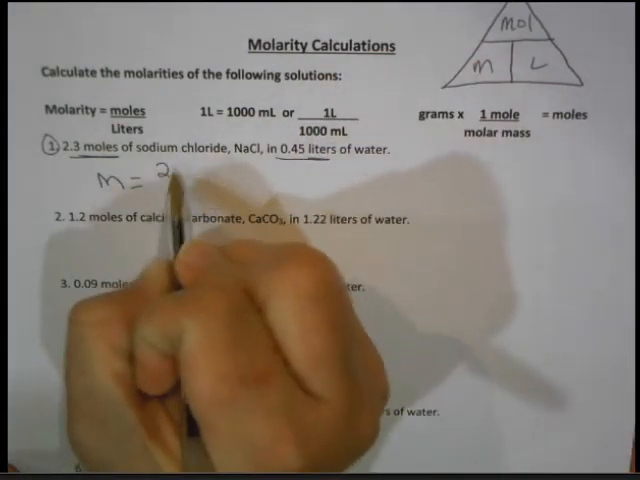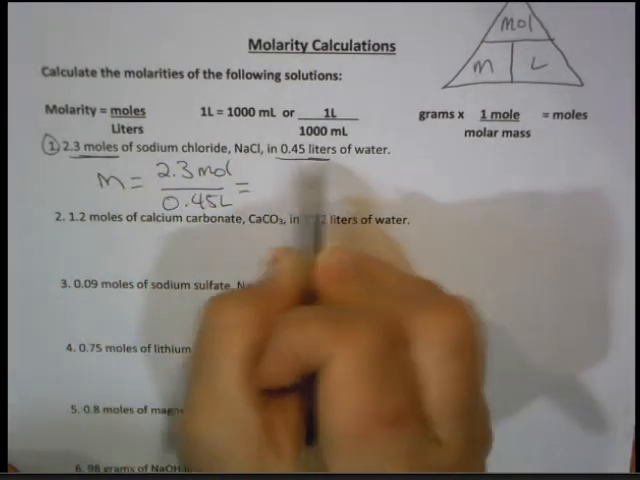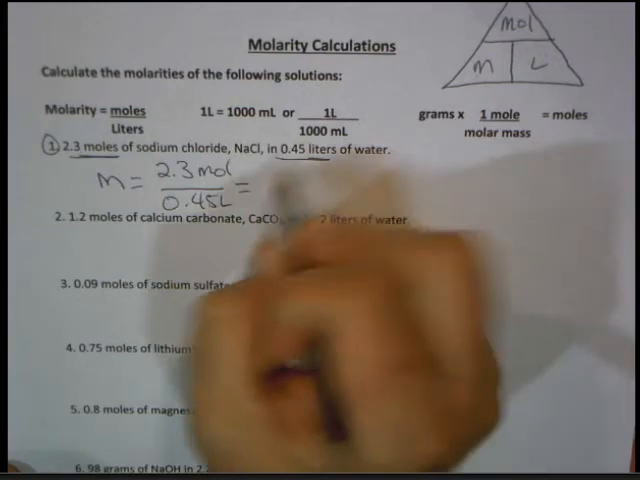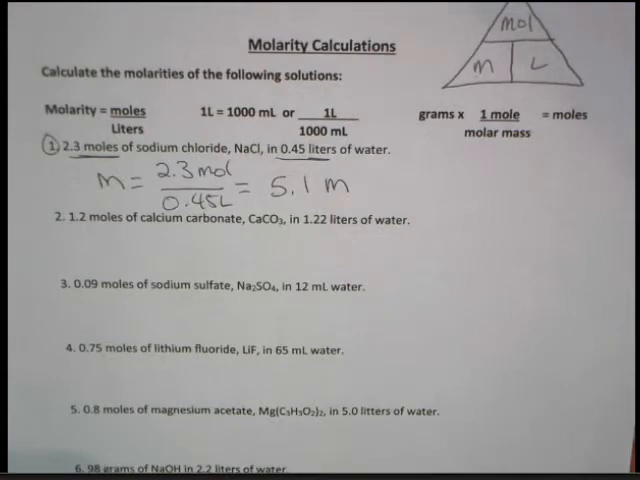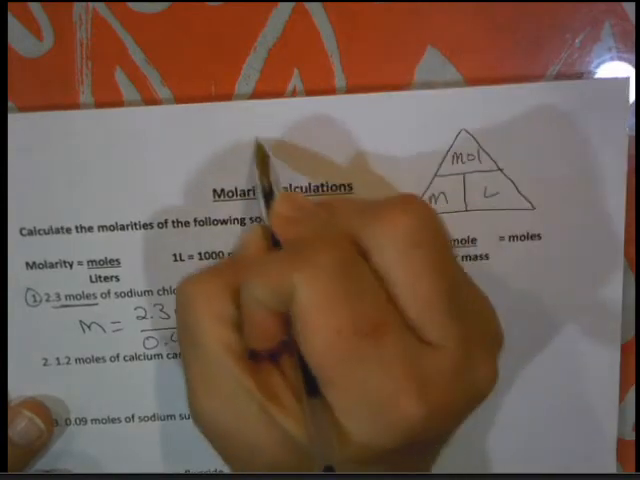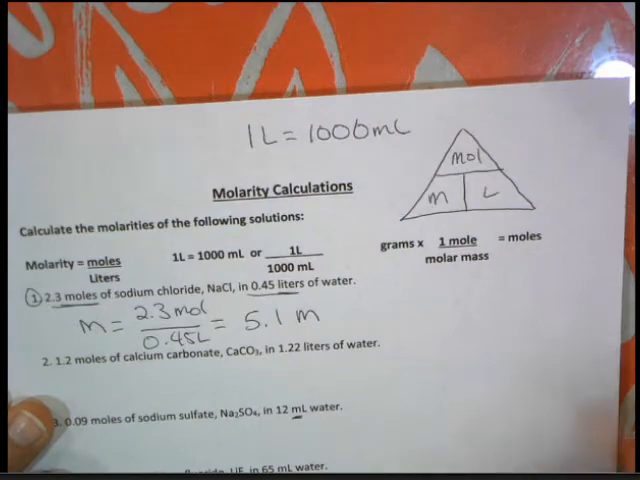So we'll do 2.3 moles divided by 0.45 liters. You don't have to convert, since it's in liters. So 2.3 divided by 0.45. You will get, and you can round everything to the nearest tenth, 5.1 molarity. And that's what you're going to do for this entire worksheet. Please take note, some of them are in milliliters, so you can also write on the top, 1 liter equals 1,000 milliliters.